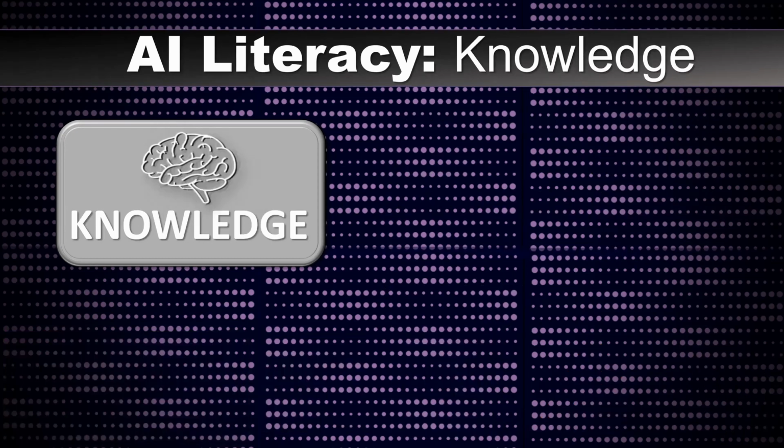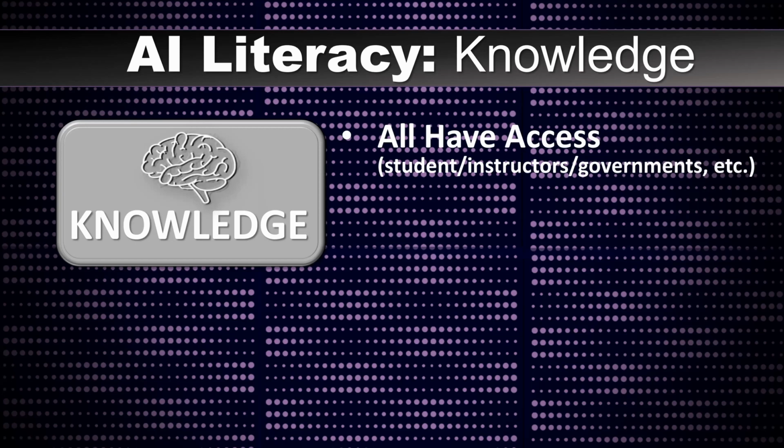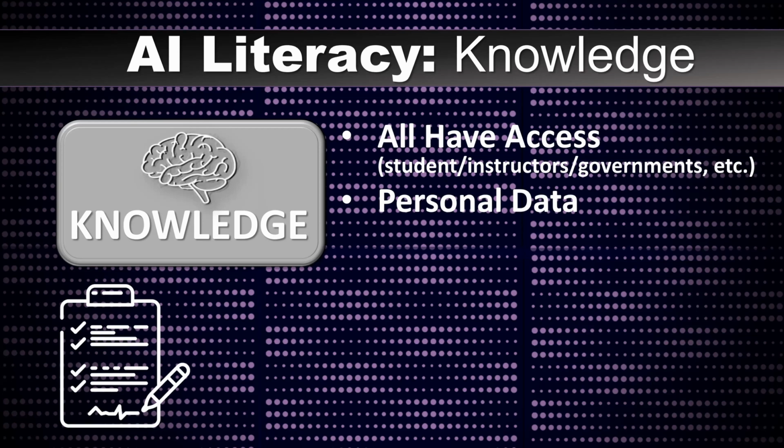Another component dealing with AI is knowledge. This is knowledge that all have access to, students as well as instructors, as well as governments from all over the world, businesses, competing businesses. It's important to understand that now, due to AIs being freely available, every person has access to it. This is an important part of understanding how this is affecting society. Along with that, we need to understand our personal data. What's going on with our personal data? How safe is my information? How will my information be used? This is an important thing that we need to know.